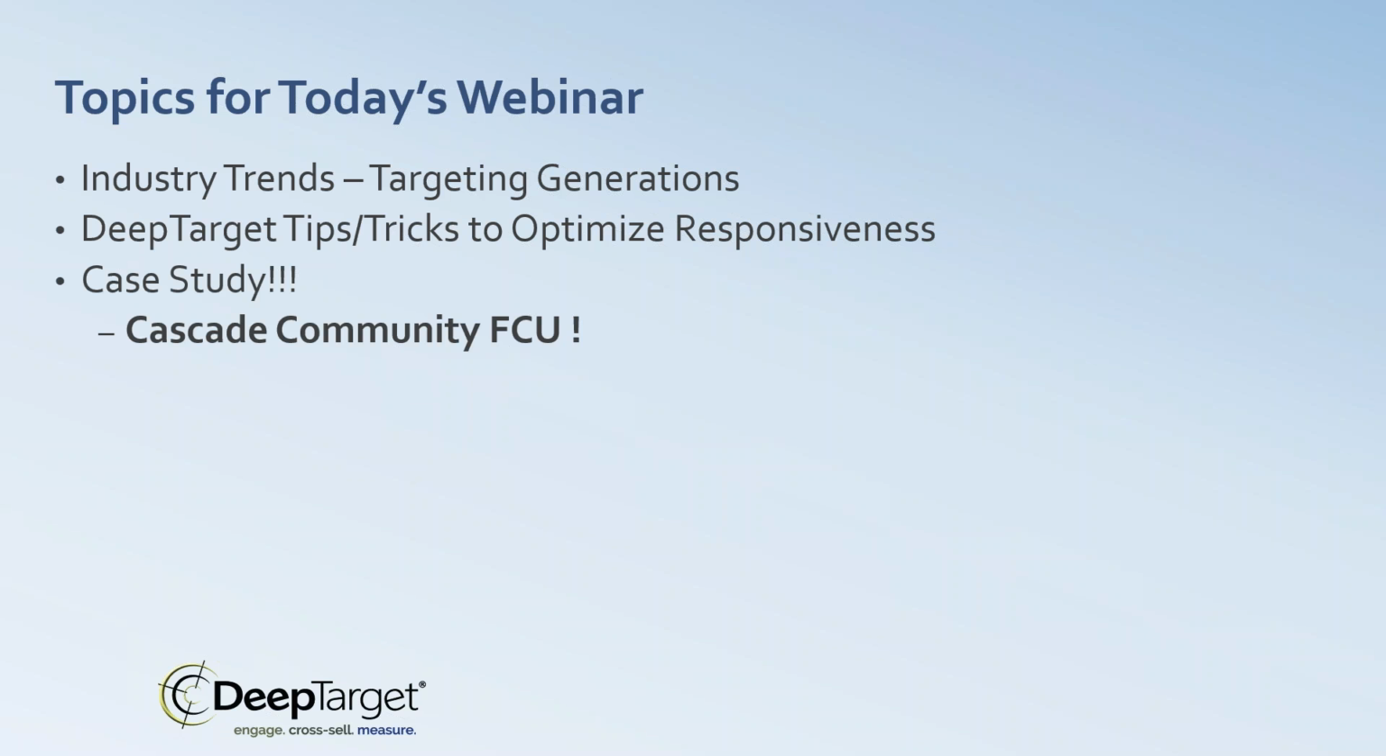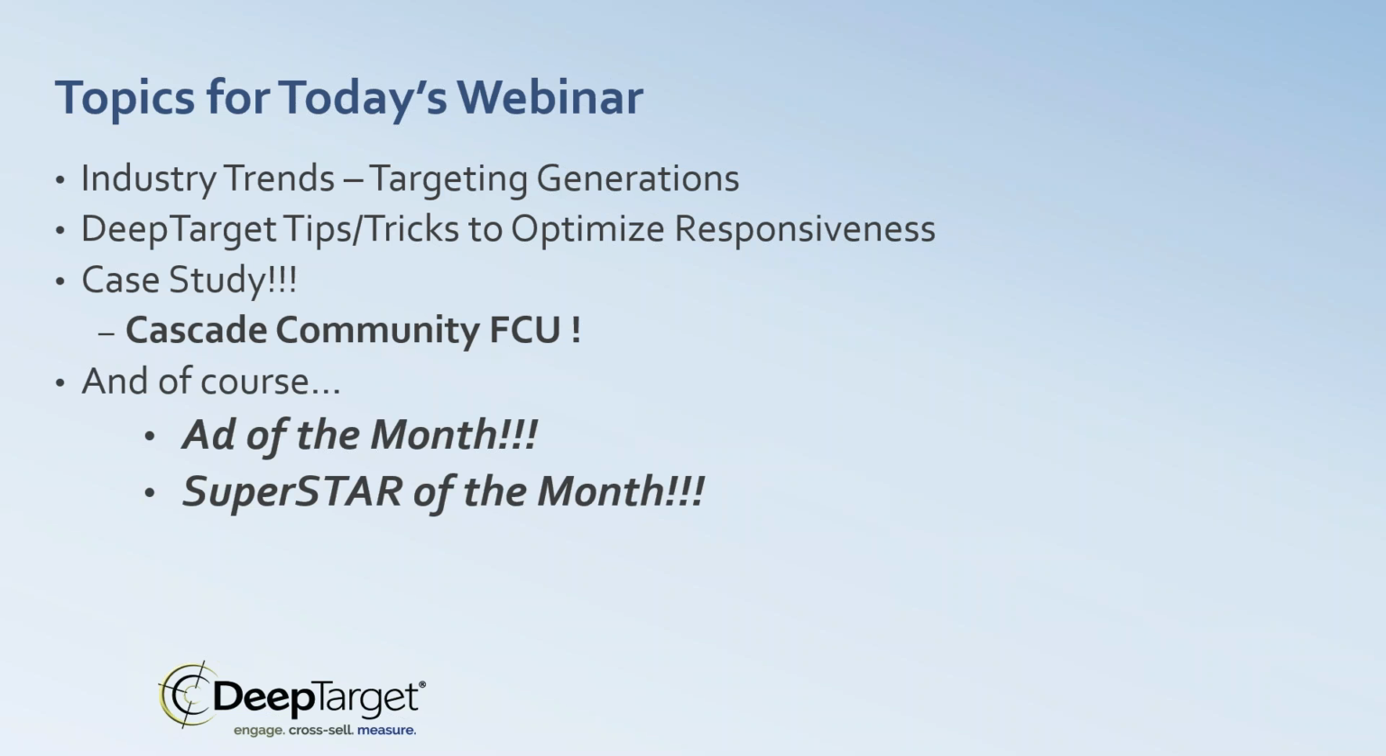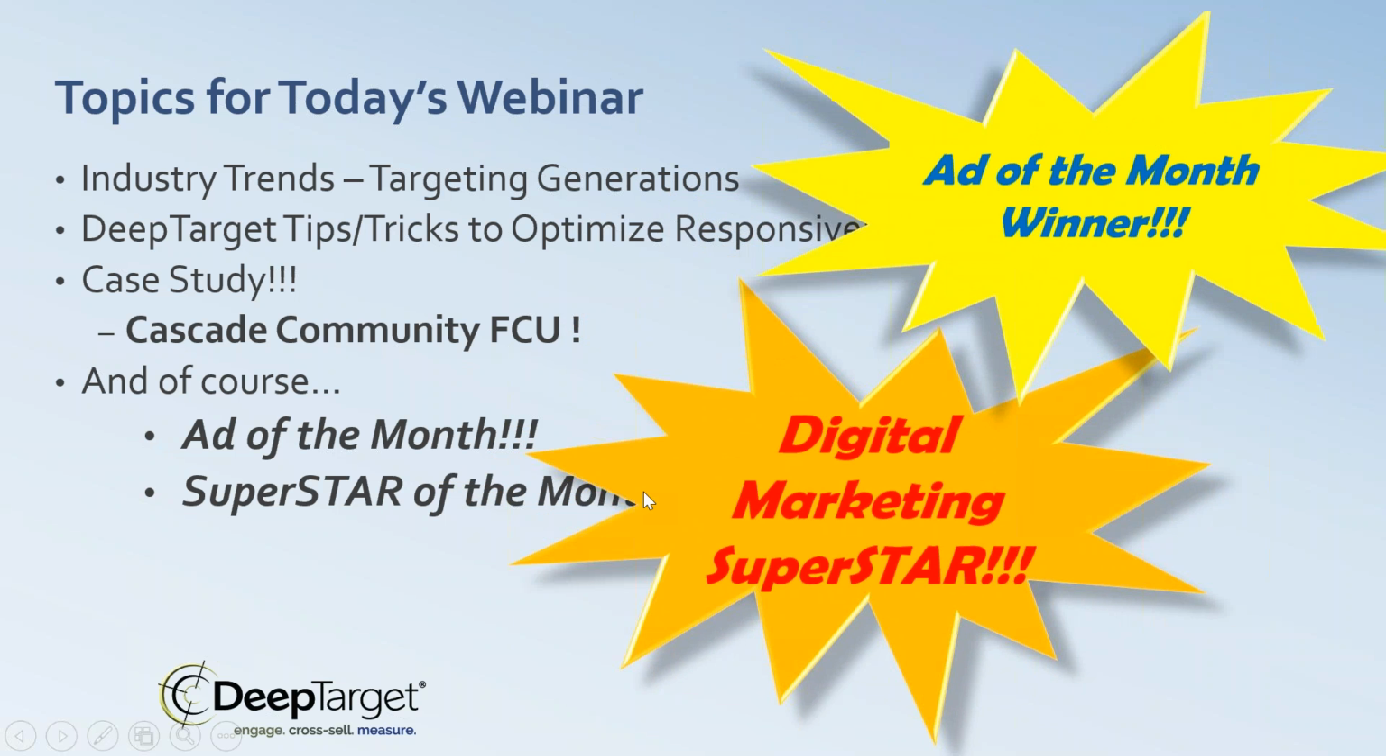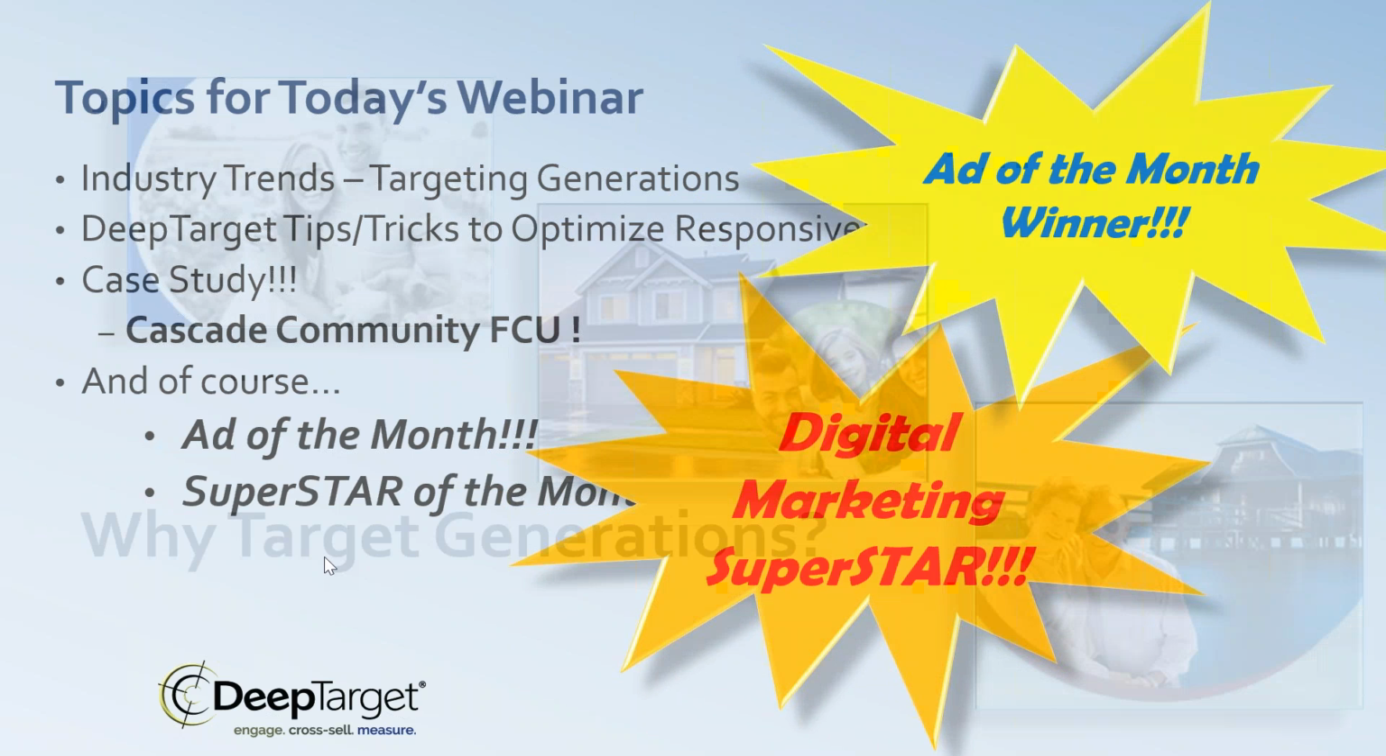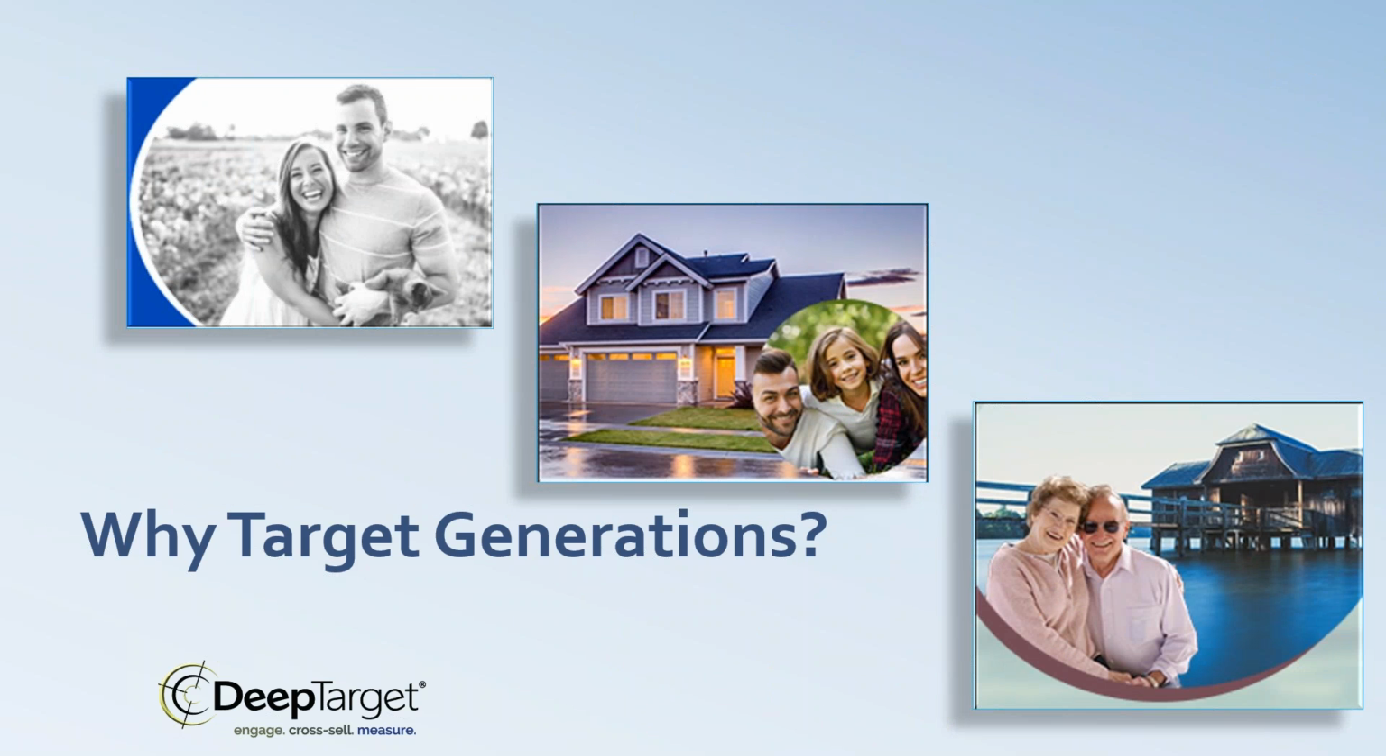And then we're so excited that Cascade Community Federal Credit Union is going to be our case study today. I won't go any further than that, but we're very excited about what they're doing. We're going to show you their results and turn the mic on for them to join us as well. And then finally, of course, we've got our ad of the month and our Superstar of the Month awards to give out.